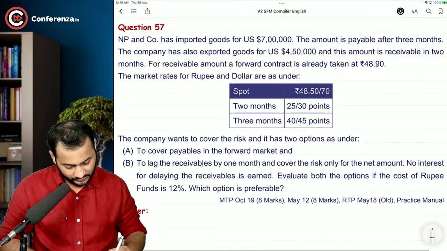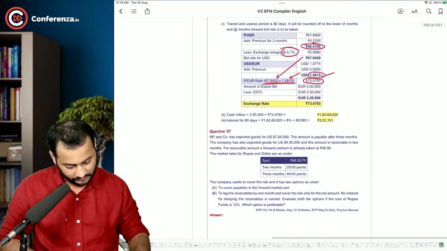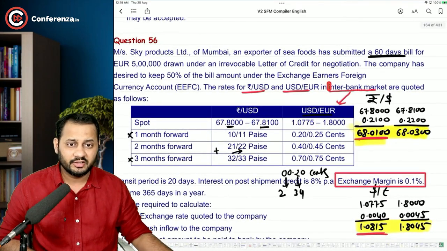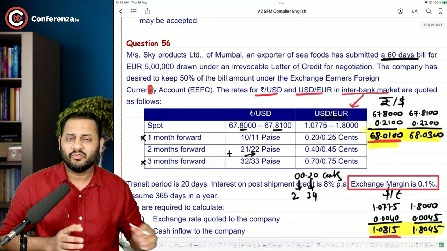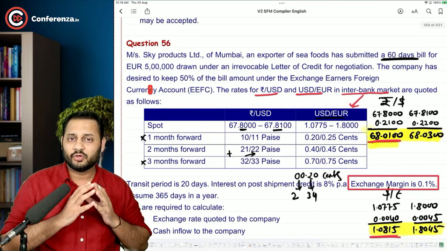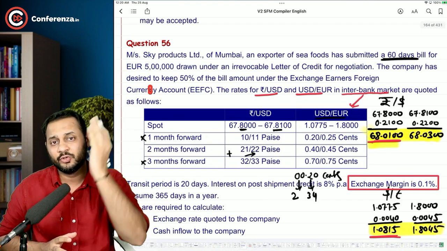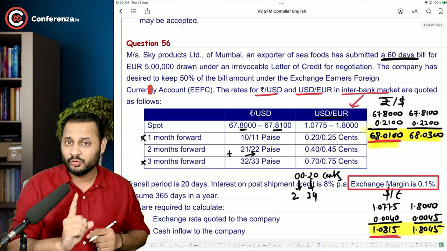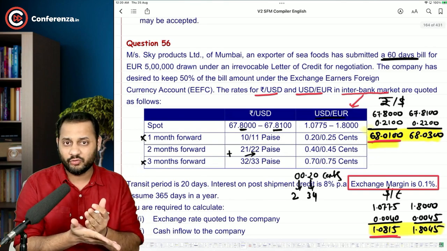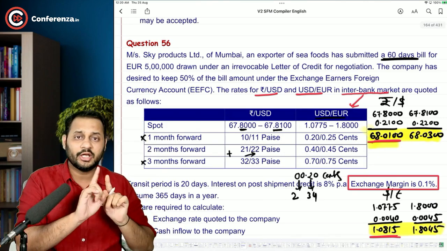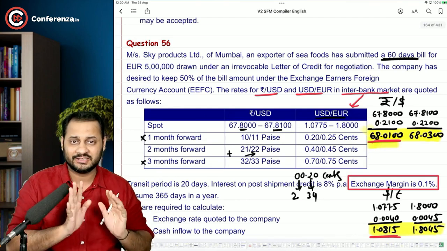I will just show you. Exchange earners foreign currency account. What is this account? This account is for those people who do not want to convert the foreign currency into rupees. The normal RBI rule says that the moment you receive foreign currency, you will have to sell it and get the rupees. You cannot hold the foreign currency. That is the normal rule.